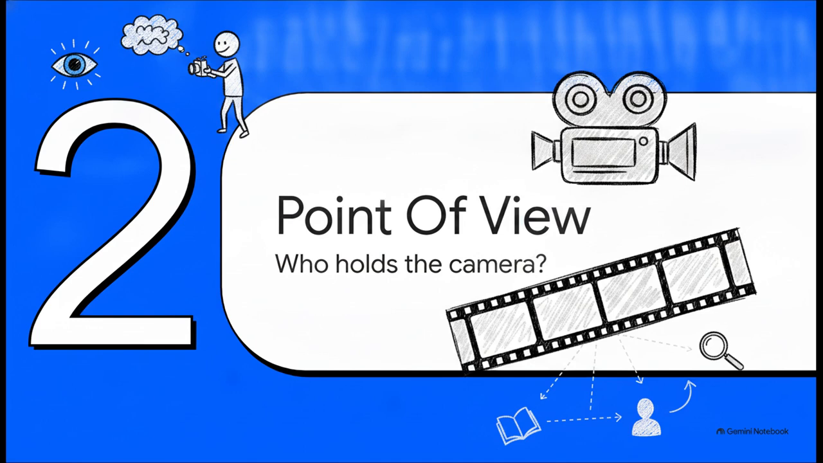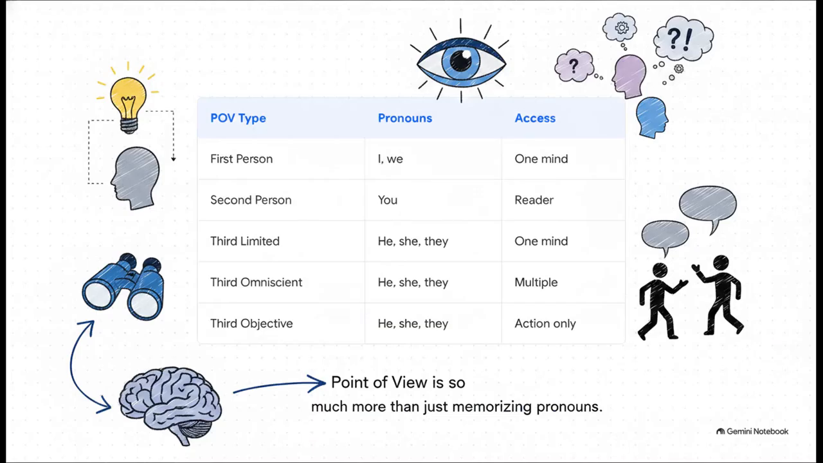Section 2. Explaining point of view. Who is holding the camera? Let's kick things off with point of view. The best way to think about it is like a camera in a movie. It's the narrative relationship between the storyteller, the character's experience, and what information you, the reader, actually get to access. It dictates exactly how close we're allowed to get to the action.